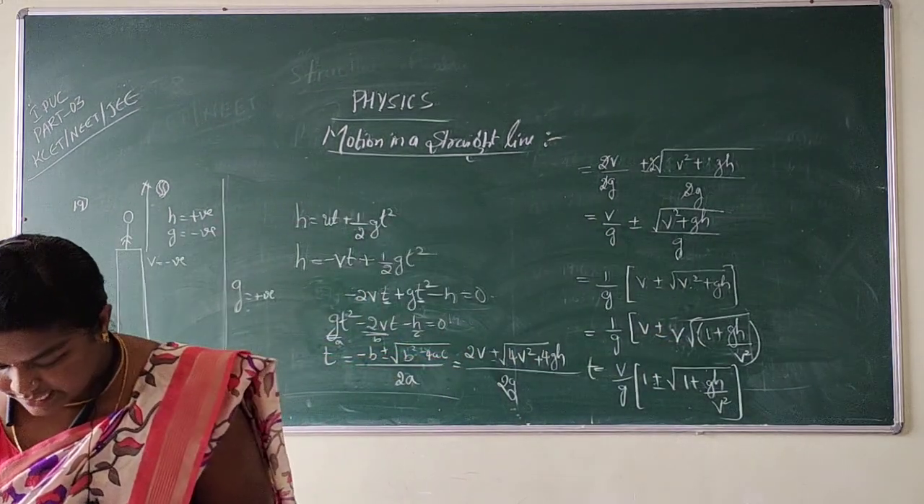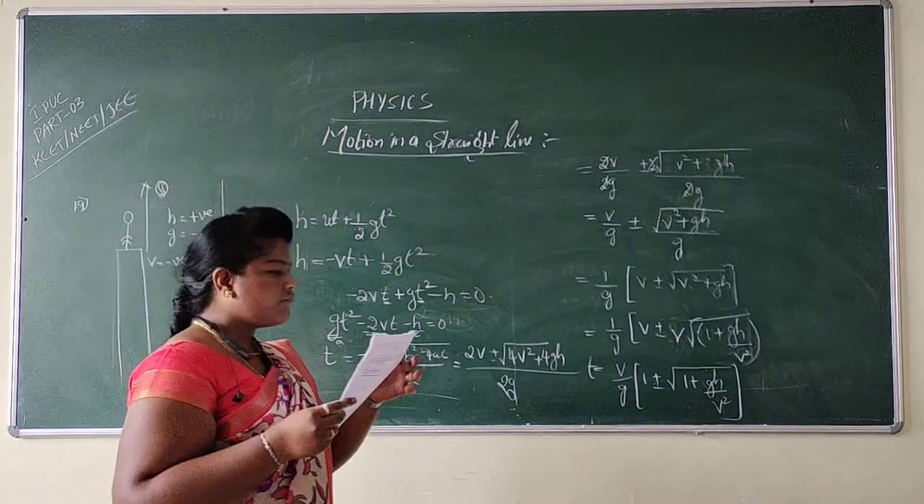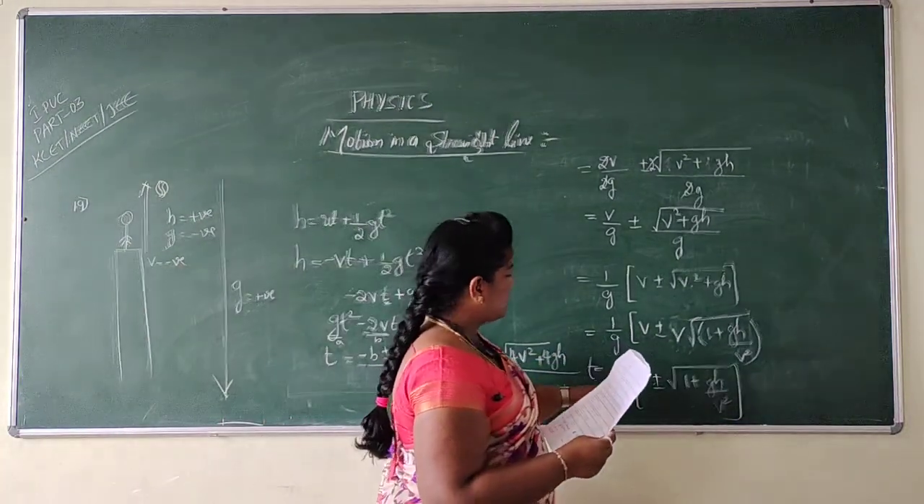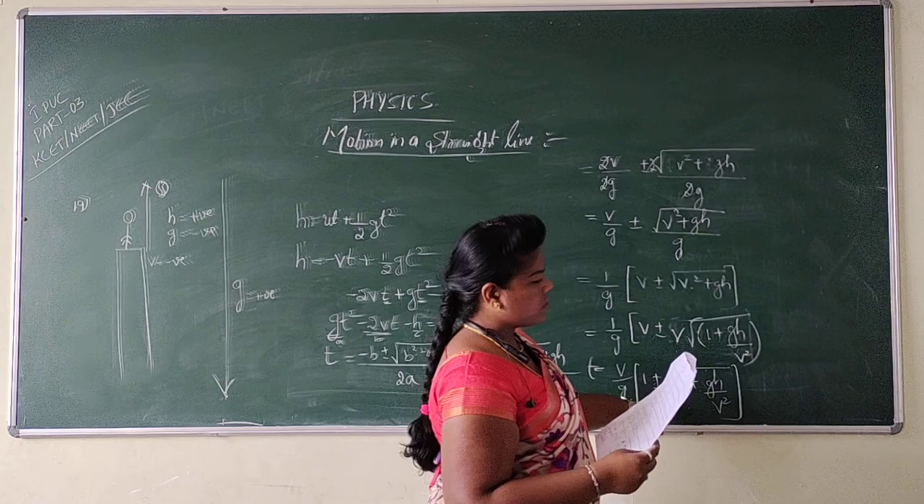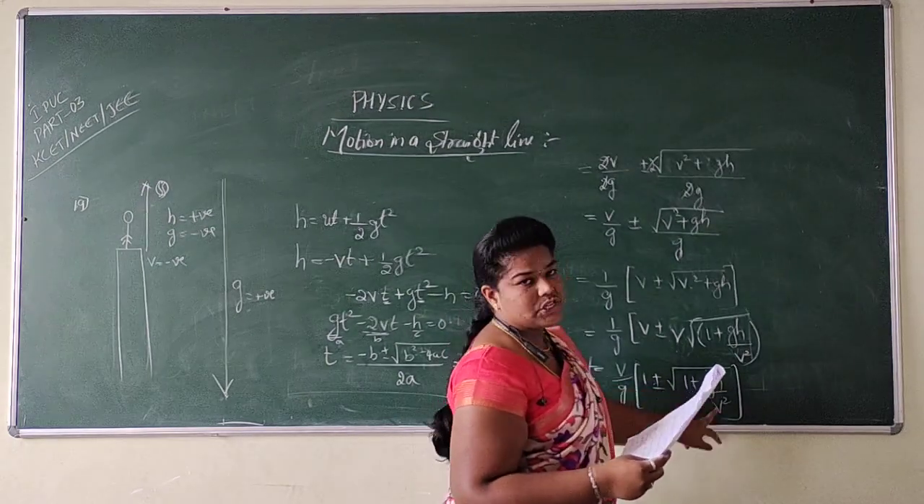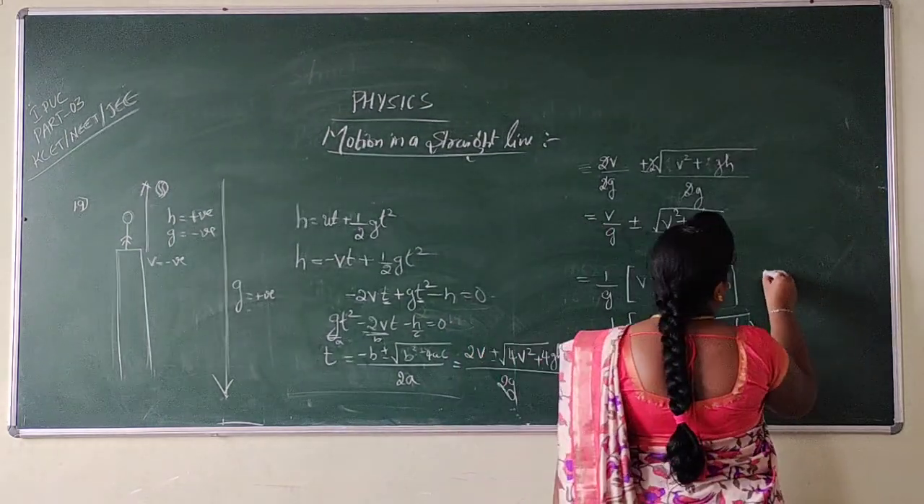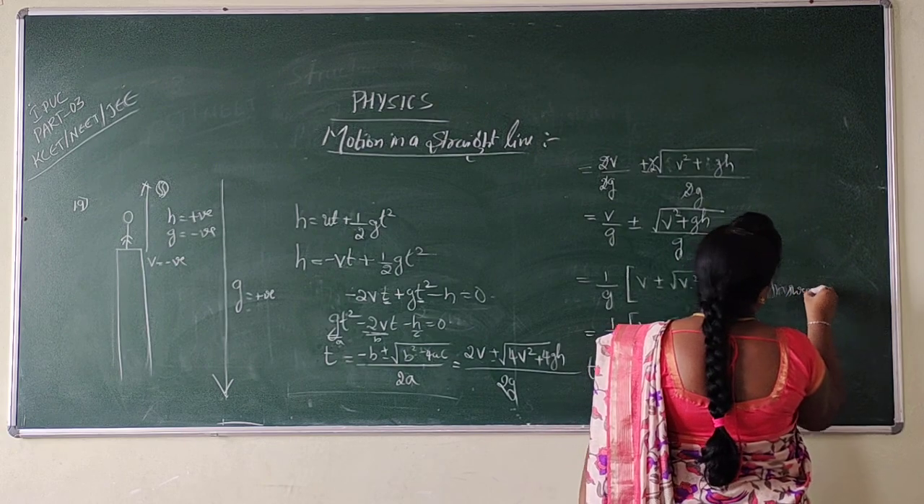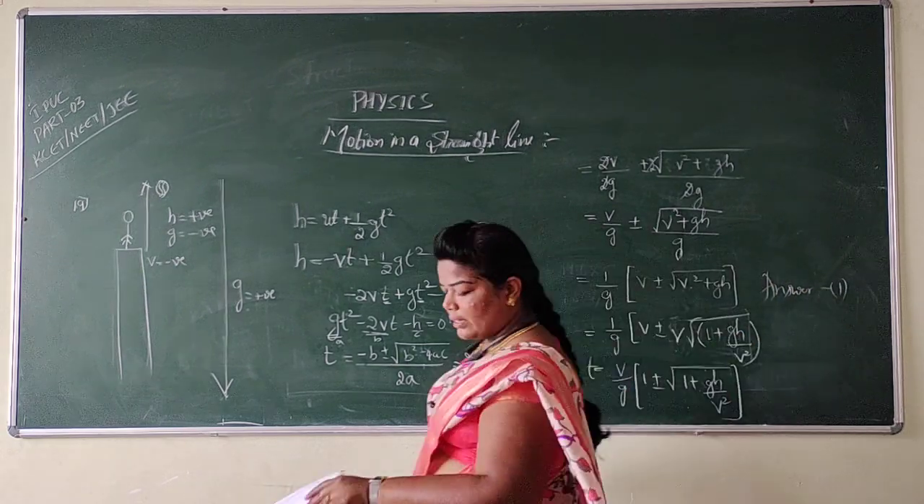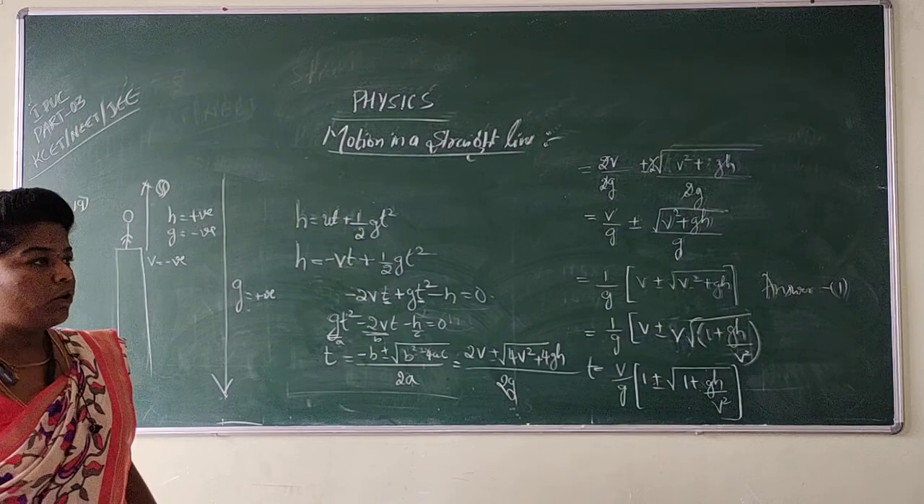So which option is the right one? The option with this formula, v by g into 1 plus or minus square root of 1 plus gh by v square, that is option 1, and that is the right answer. Answer is option 1. This is how to solve it. I hope you got this.